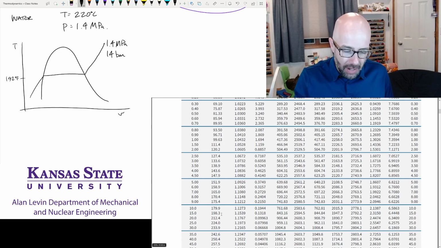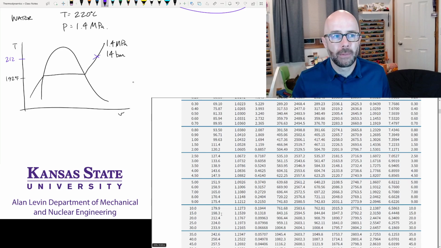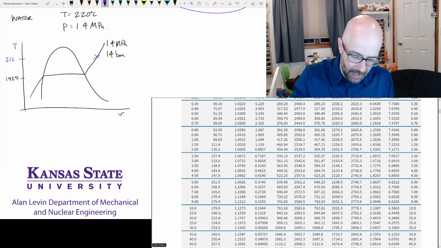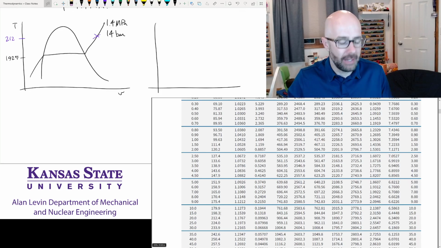Okay? And we're above that number. So we're at 212 here, so we are going to be a superheated vapor. We're using good engineering judgment to go through this. Let's just confirm that. If we were a little bit worried about whether we were right or not, let's confirm that with our PV diagram.